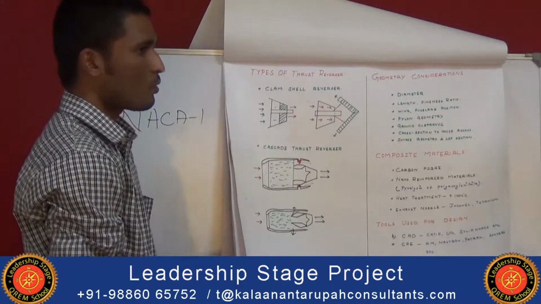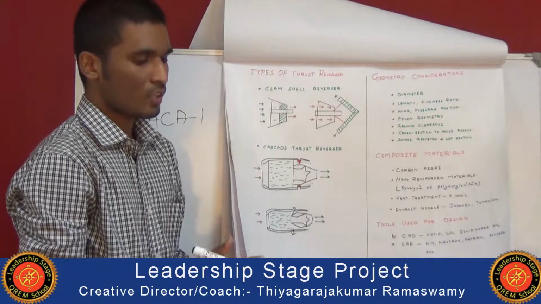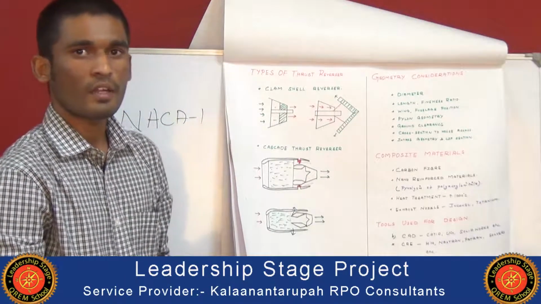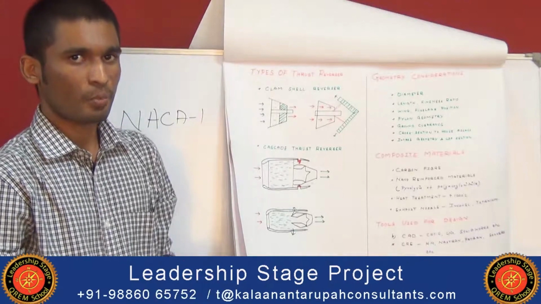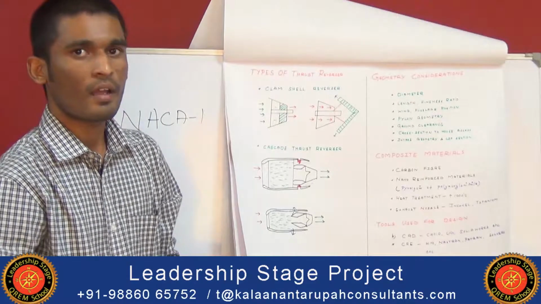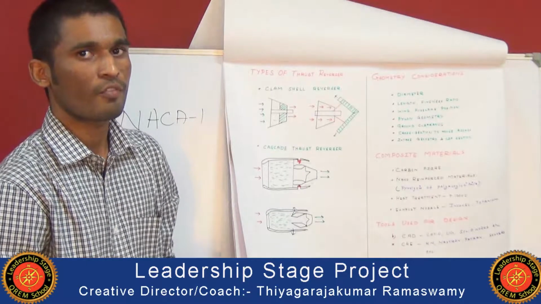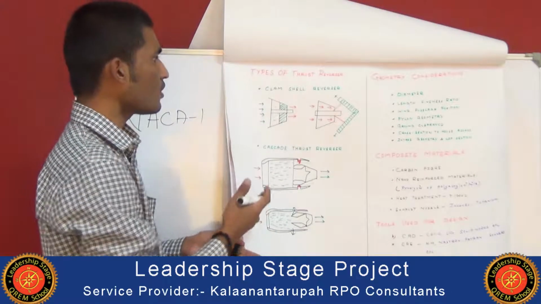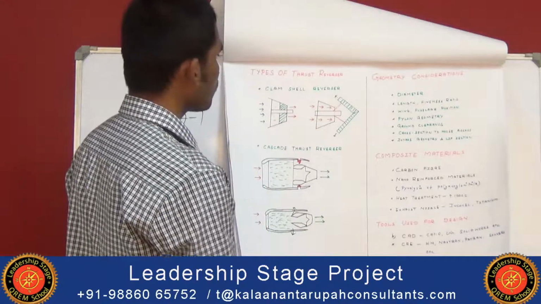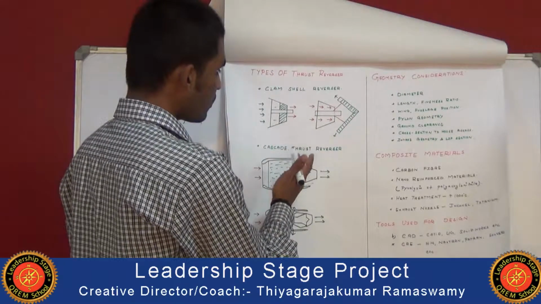Next we are going to see the types of thrust reverser. Generally, the thrust reverser is made up of an acoustical reduction panel for reducing the noise of the nacelle structure. It provides reverse thrust to the aircraft, and it is generally used for short takeoff and short landing purposes. It decelerates the aircraft in the backward direction. There are two types of thrust reverser used. One is the clamshell thrust reverser and another one is the cascade thrust reverser.